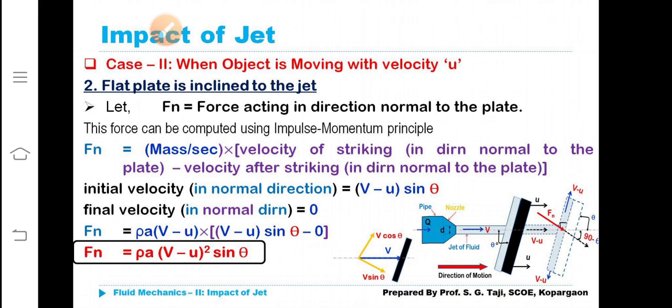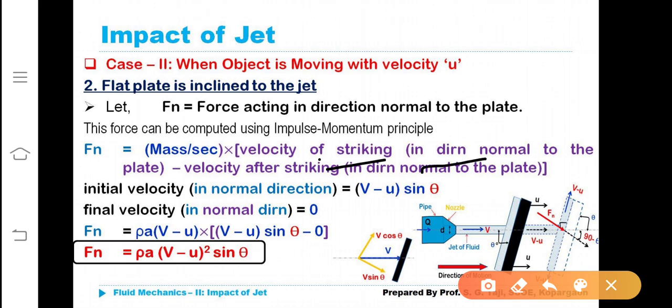Let Fn be the force acting in the direction normal to the plate. So why are we taking Fn first? First of all, we have to find out the normal force on the inclined plate and then we have to take two components, one in the x direction with which the work can be done and another component in the y direction. So first we will find Fn, that is equal to mass per second multiplied by the velocity of striking in the direction normal to the plate minus the velocity after striking in the direction normal to the plate.